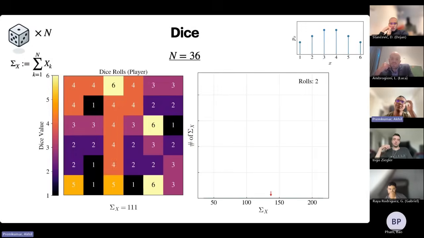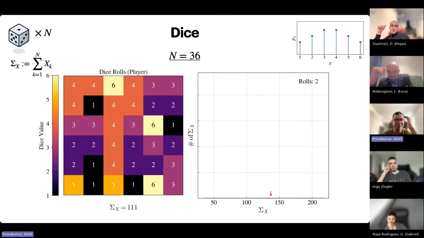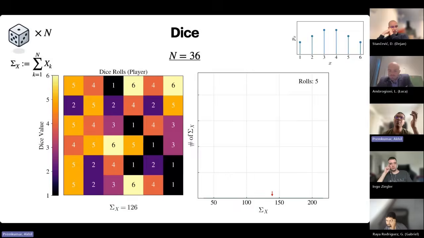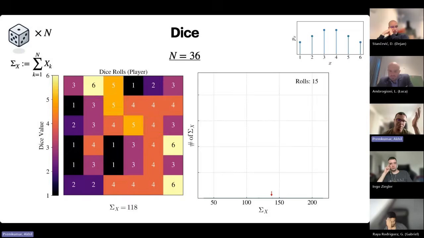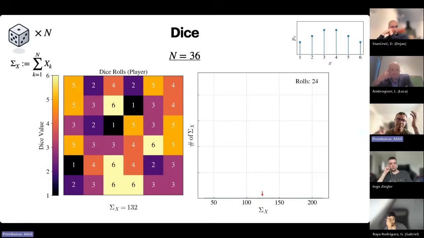And to answer this, we're going to do a simple-minded version of a Monte Carlo simulation. So what I'm going to do here is throw 36 dice in this experiment, which is equivalent to throwing one die 36 times, right? So my n is 36 here. And I'm going to show you the sum of these outcomes on the right-hand side.